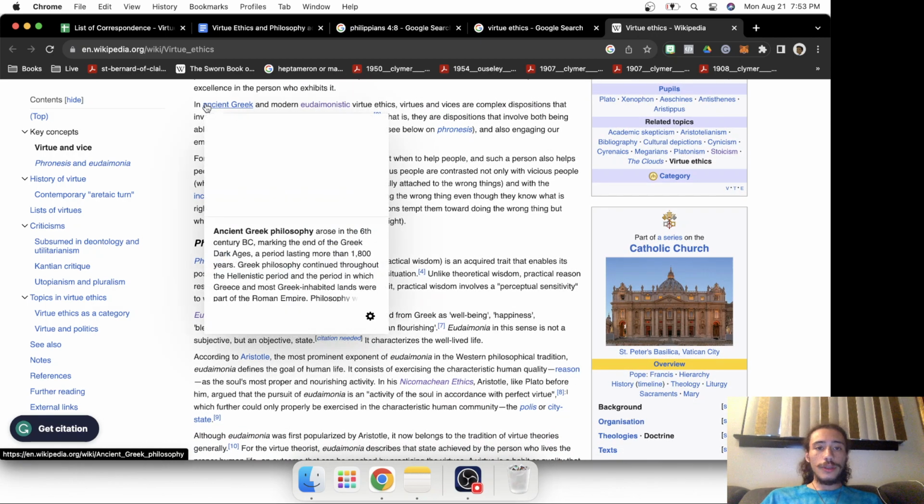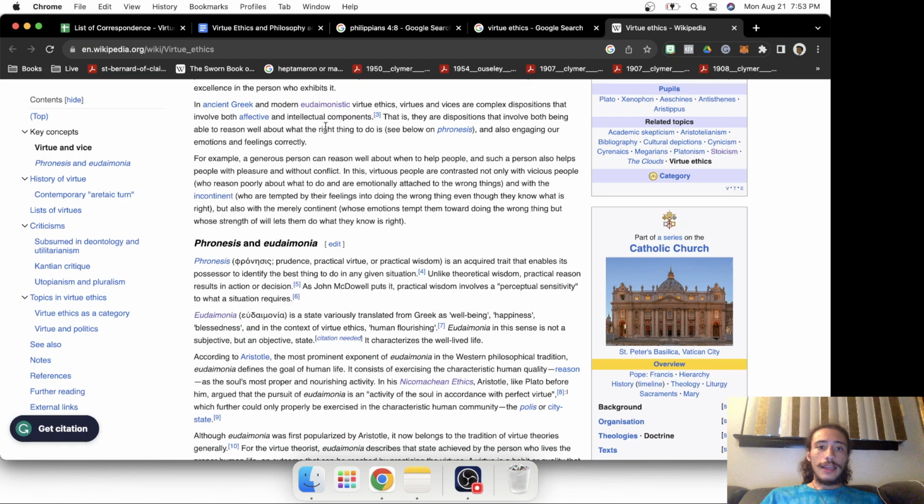In ancient Greek and modern Greek, in eudaimonistic virtue ethics, virtues and vices are complex dispositions that involve both affective and intellectual components. That is, they are dispositions that involve both being able to reason well about what the right thing to do is, and also engaging our emotions and feelings correctly.